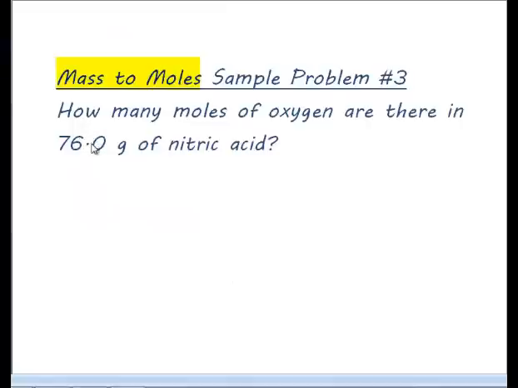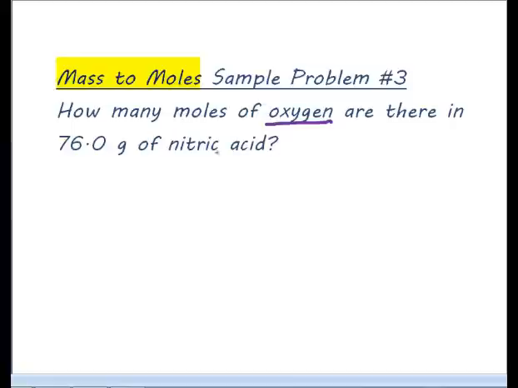Our third and final sample problem, where we convert mass to moles, reads as follows. How many moles of oxygen are there in 76.0 grams of nitric acid? Sounds an awful lot like the previous sample problem that we worked. However, it's this right here, oxygen. What I'm asking for this time is specifically the element oxygen inside that chemical compound. Okay?